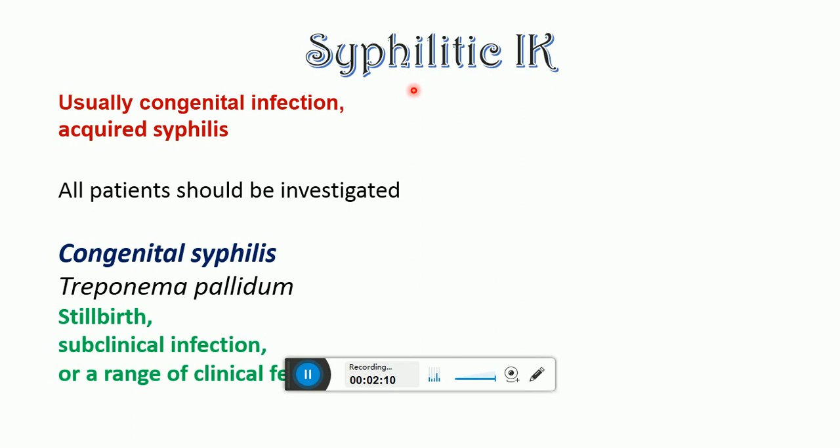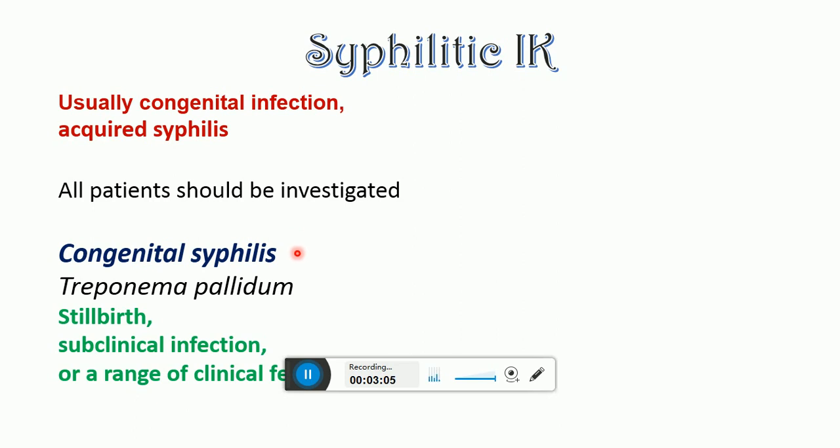The interstitial keratitis caused by syphilis is usually the result of congenital infection, though acquired syphilis can also be responsible. All patients with acute IK or with incidental discovery of its chronic appearance should be investigated to exclude congenital and acquired syphilis. So syphilis should be investigated irrespective of the presence of systemic clinical signs. There are numerous reported cases of congenital syphilis being identified for the first time in later life on this basis.